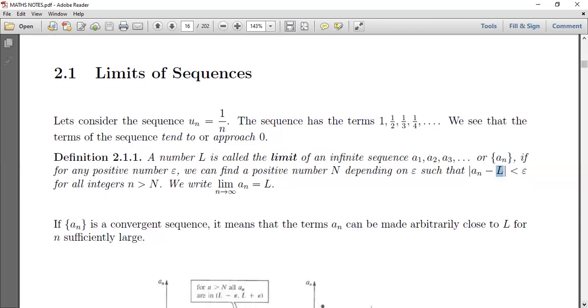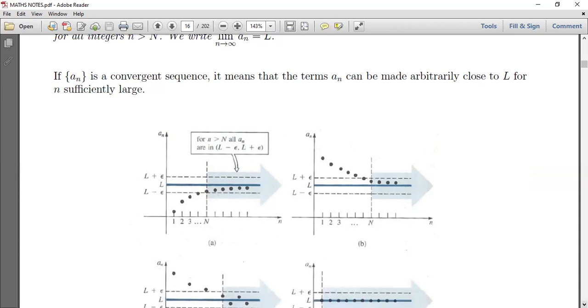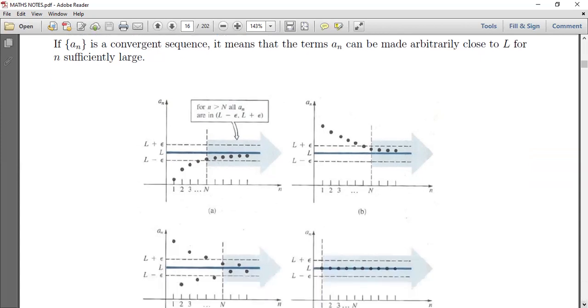You need to be very, very careful when you're defining the limit of a sequence. Since this is online, I'm not going to waste much time. What we are simply saying, these are the diagrammatic representation of the definition of a limit of a sequence. So what is this?